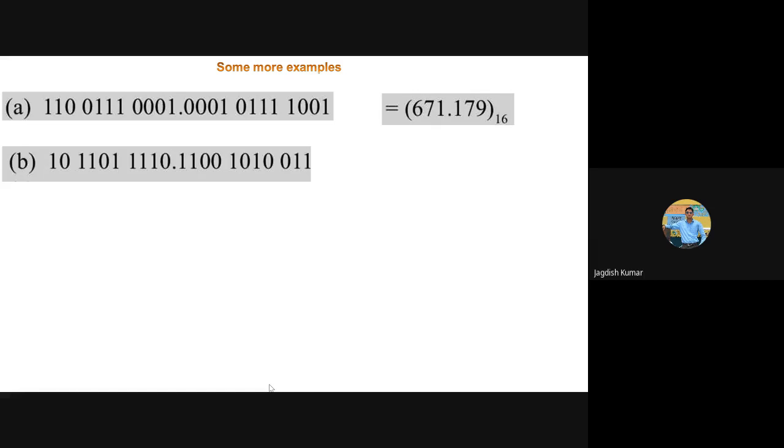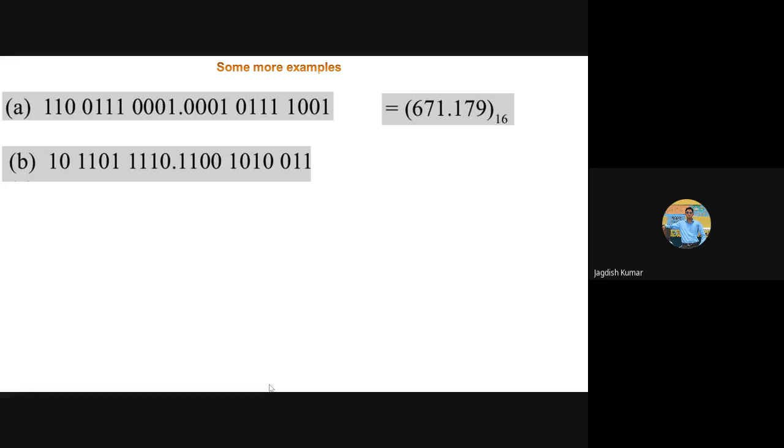Yes, responses. Very good. Tanvi typed first. First of all, Tanvi was fastest. But along with being fast, we have to be correct as well, right? Let us see what the answer to this is. So this is correct, 671.179. Very good. Most of you did it correctly.